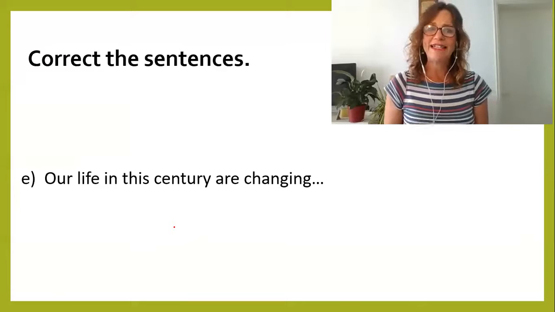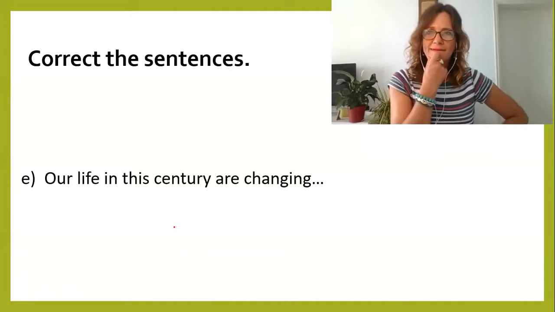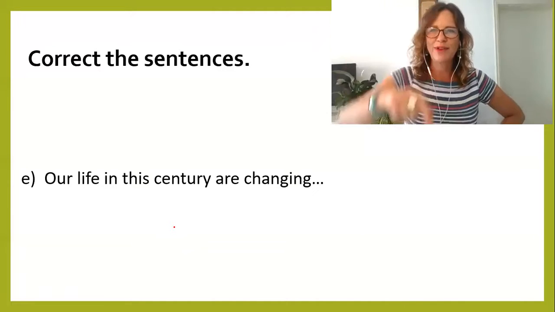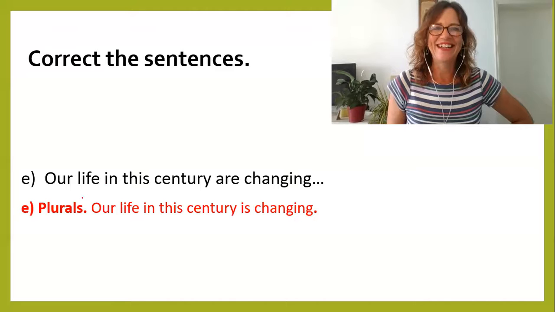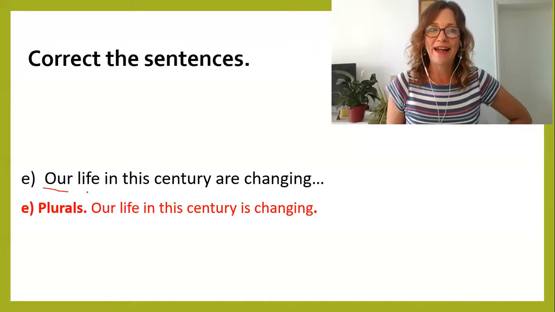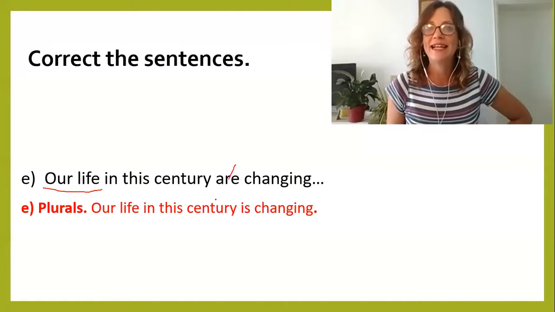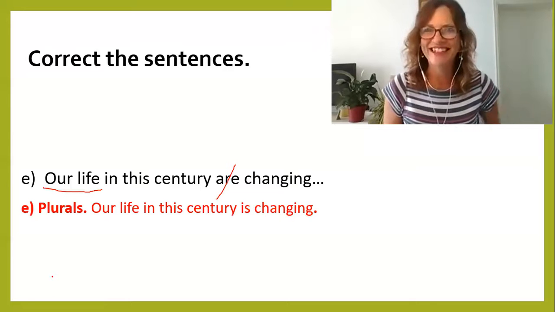Our life in this century are changing. What's wrong with this sentence? Do you know? Yes, well done. It's the plurals. Our life obviously is singular. So our life in this century is changing. Well done. Did you see that?